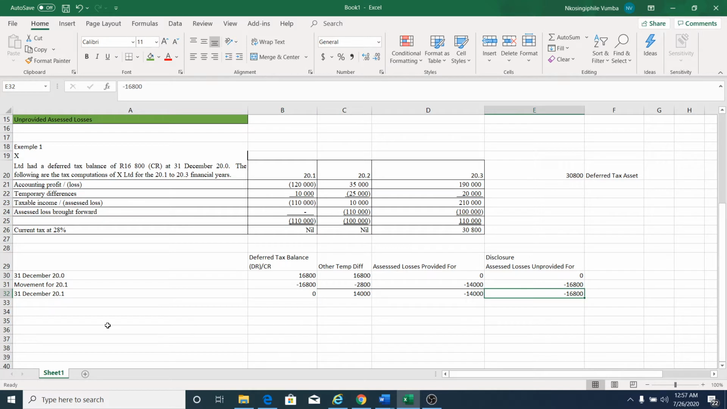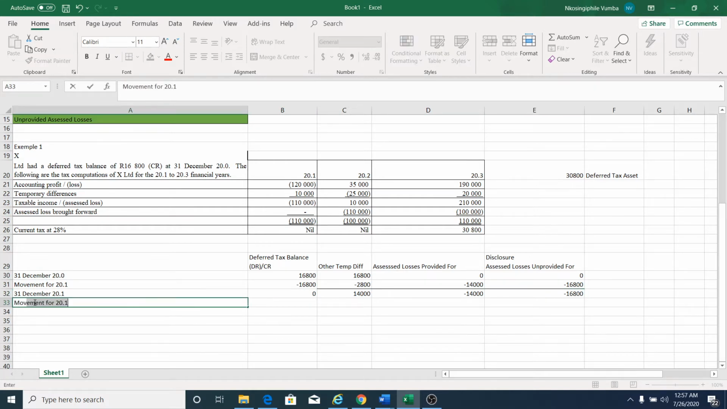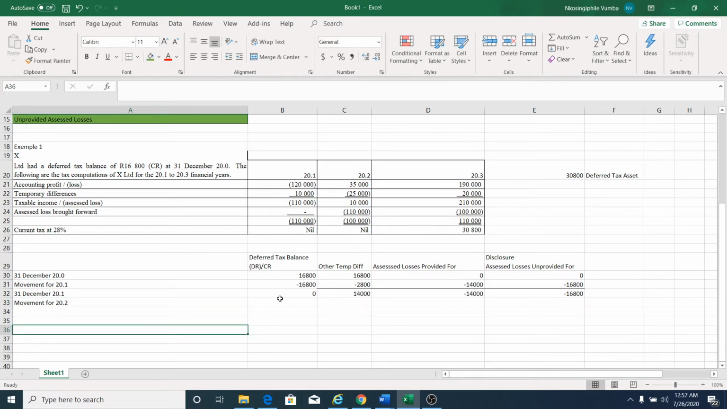Okay, now it means we are moving, and then we have the movement for obviously 20.2. Okay, let's go to 20.2. Here's our 20.2. Temporal differences. It's a taxable temporal difference of 25,000, which we need to multiply with 28%. 25,000 multiplied by 28% would give you 7,000.